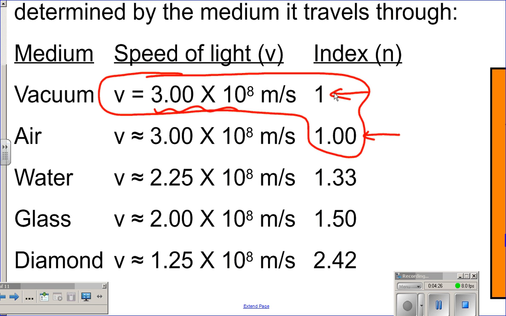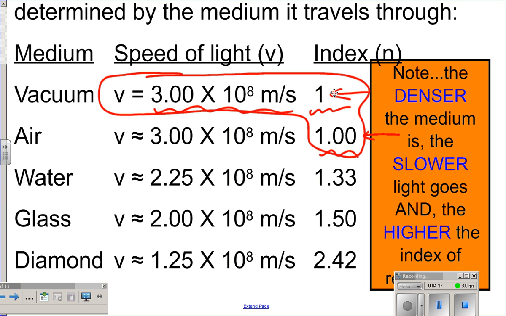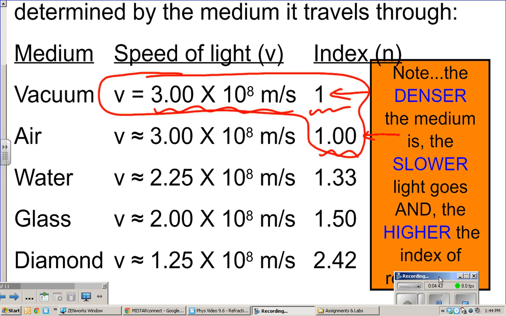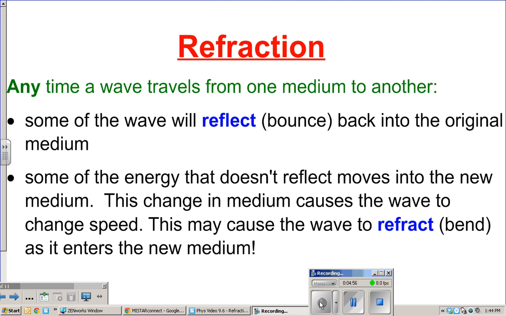You're going to need to know the speed of light in a vacuum. You're going to need to know the index of refraction for a diamond, or for a vacuum is 1, and for air, it's 1. You should also please know that the denser the medium is, the slower the light goes, and the higher the index of refraction is. Okay? So that is what the index of refraction is. The higher the index is, the slower the light goes.